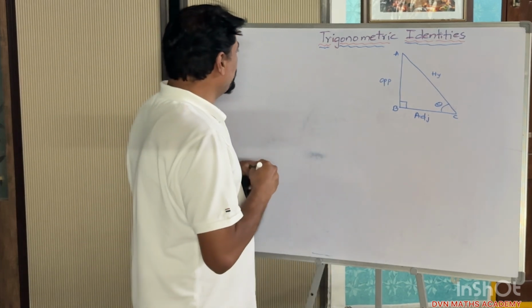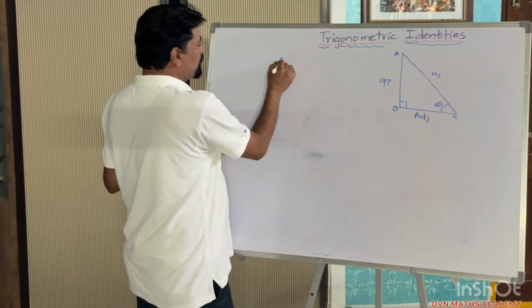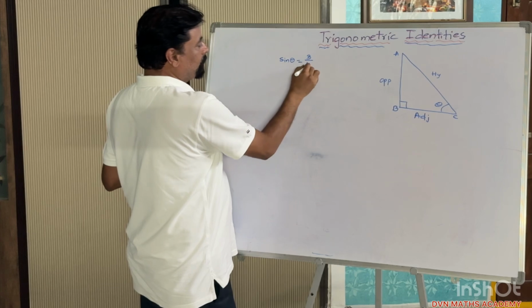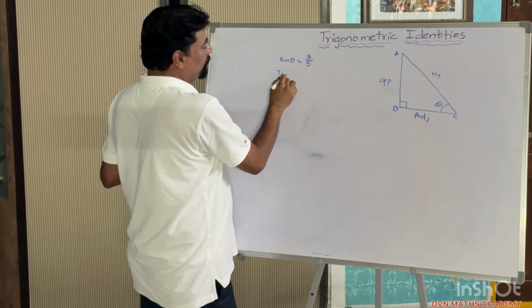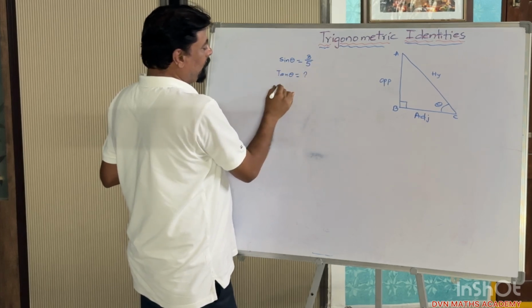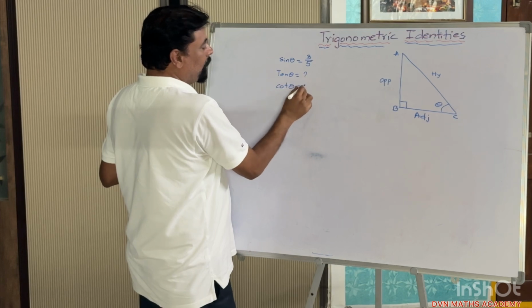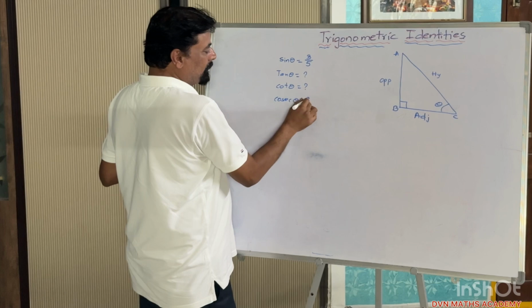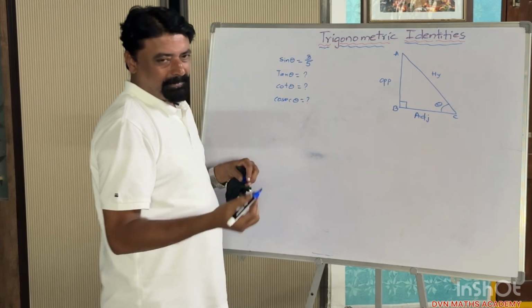So basically we know that, for example, if sine theta is equal to 3 by 5, find tan theta is equal to what, or cot theta is equal to what, and cosec theta is equal to what. Like these questions we do in 10th class.